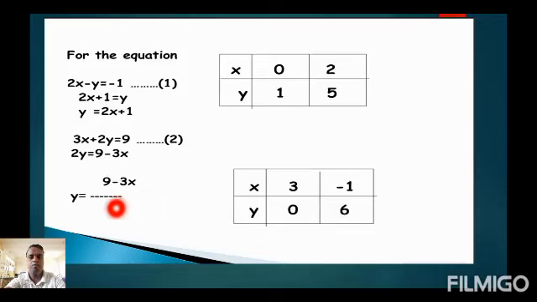In the same way, y equal to (9 minus 3x) divided by 2. Put x equal to 3: 3 threes are 9, 9 minus 9 is 0, y equal to 0. Then put x equal to minus 1: 3 into minus 1 is minus 3, so 9 plus 3 is 12, 12 divided by 2 is how much? 6, y equal to 6. Then plot the graph.